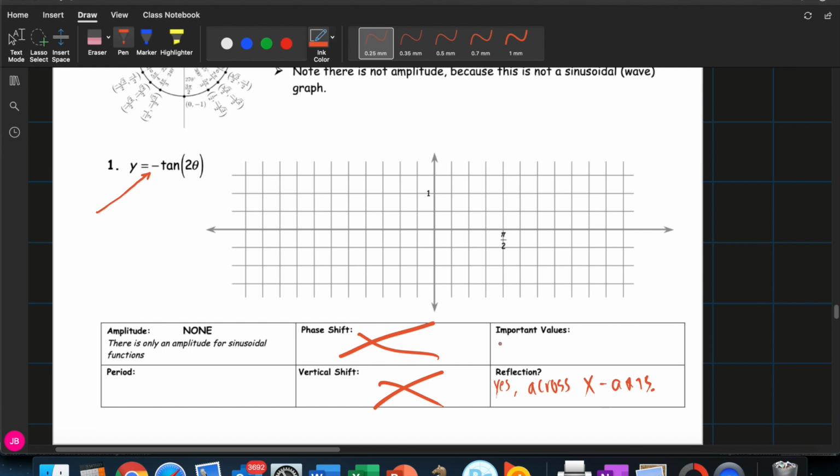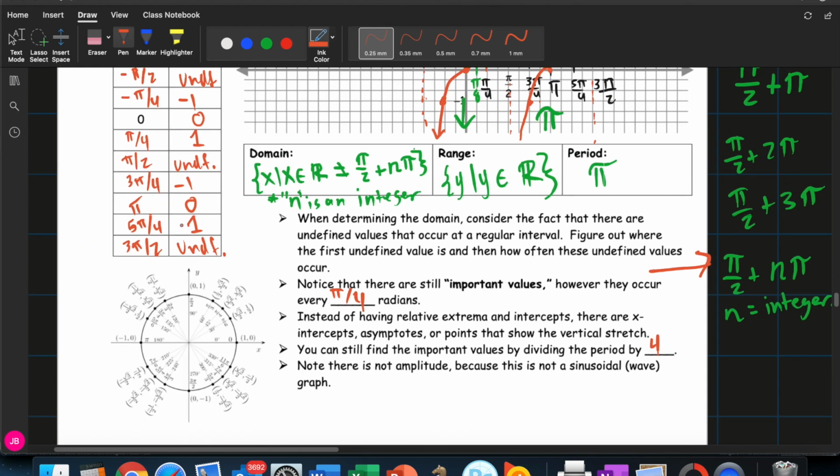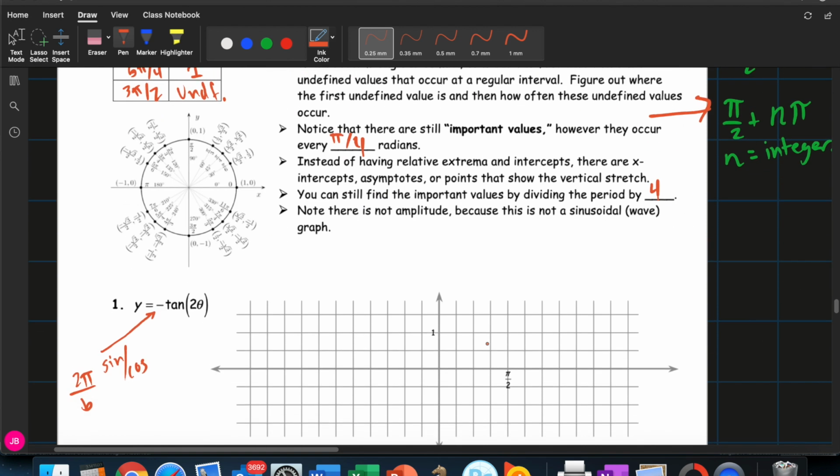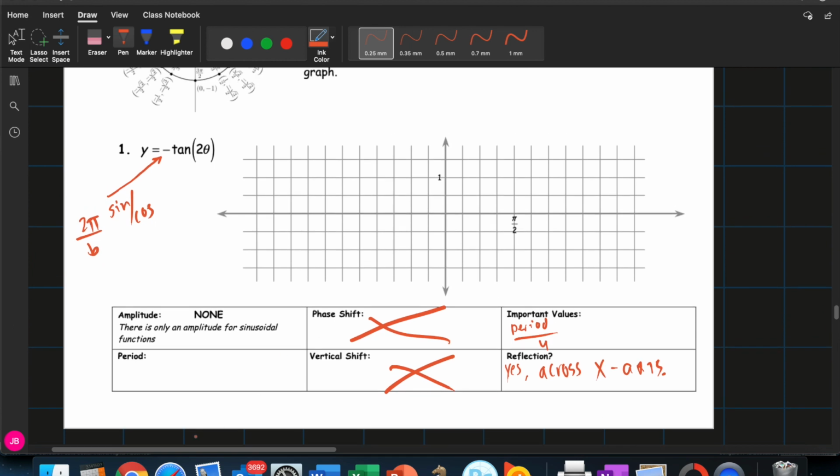So to find important values, it's always your period divided by 4. So we need to find the period. Now, back when we were working with sine and cosine, what was the formula for period? 2 pi over b, because 2 pi is the period for sine and cosine. What's the period for tangent? Guys, remember, the period we looked at over here is going to be pi. So in this case, the formula has changed. And the formula is no longer 2 pi over b, but instead pi over b.